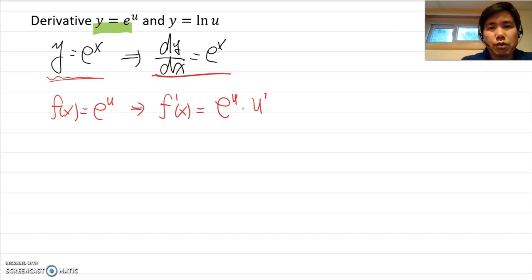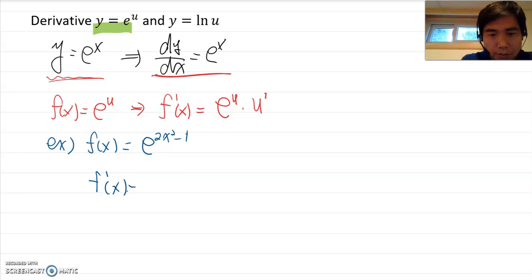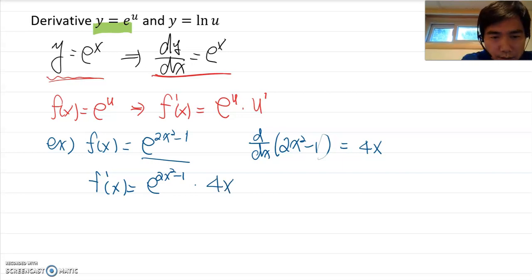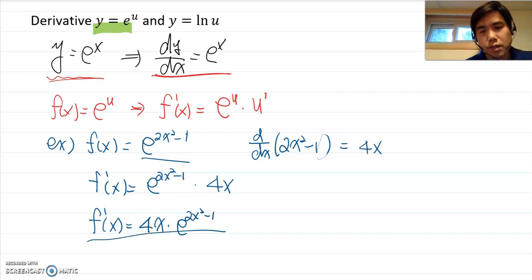Let's look at one simple example. Let f of x equal e to the 2x squared minus 1. Then f prime x is first itself, e to the 2x squared minus 1. Now multiply by the derivative of 2x squared minus 1, which is 4x, right? Therefore, f prime x becomes 4x times e to the 2x squared minus 1. That will be the answer for this problem.